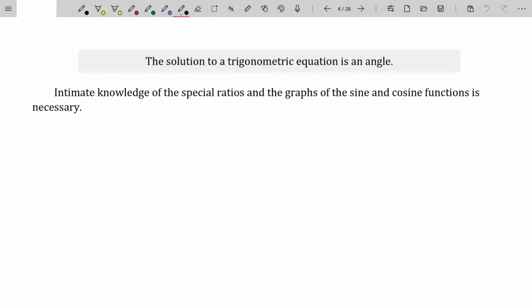This next piece is critical to understand. The solution to a trigonometric equation is always an angle. And that is very important to understand because you're solving things like cosine of theta is equal to some number. You want to, well, maybe I should actually put in a number, 1/7 or something like that. You want to find out what that angle theta is. It's very, very important that you understand that that's an angle.